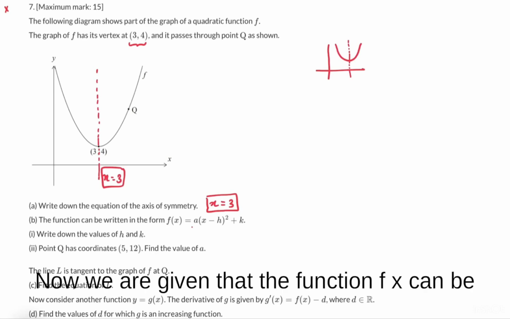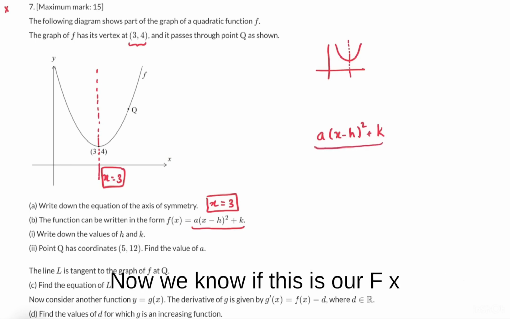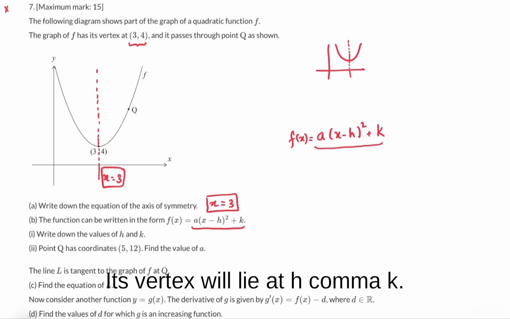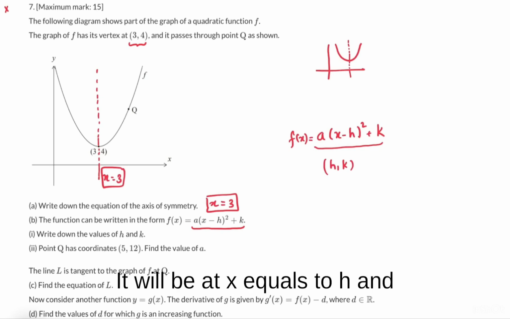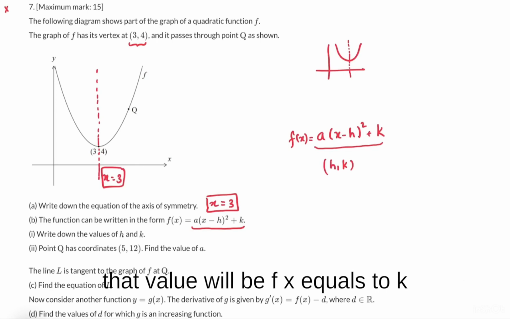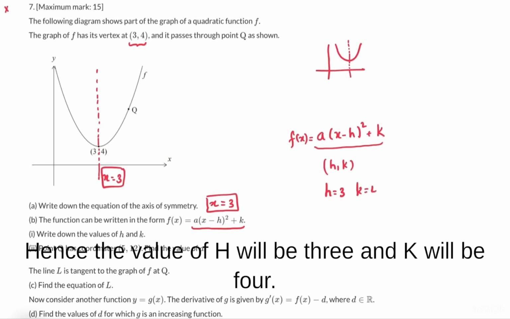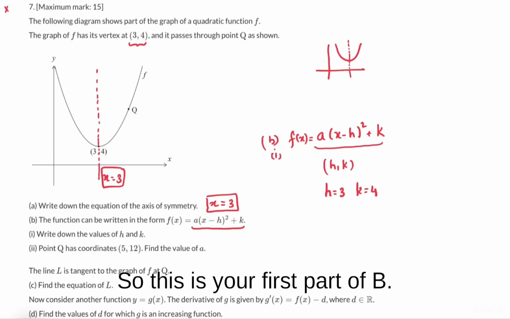Now we are given that the function f(x) can be written as a times (x minus h) squared plus k. Now we know this equation corresponds to this particular parabola, and its vertex will lie at (h, k). You can minimize the value of this f(x). It will be at x equals h, and that value will be f(x) equals k, and that will be the vertex of the parabola. Hence the value of h will be 3 and k will be 4. So this is your first part of B.